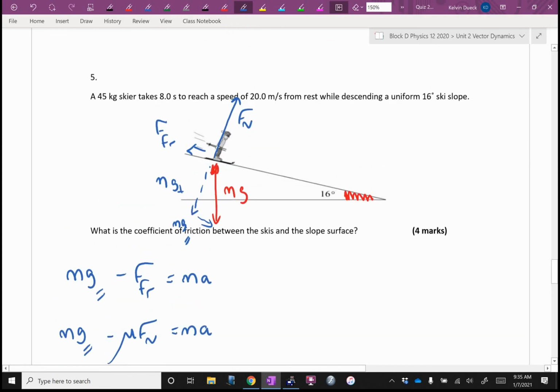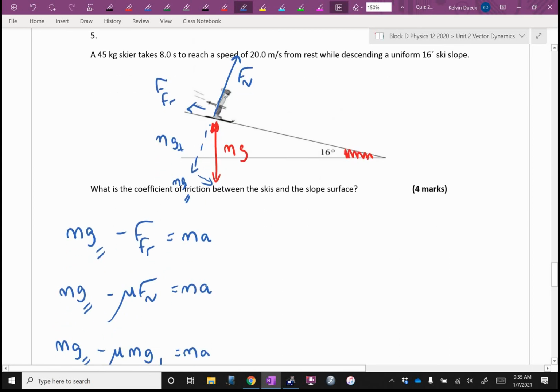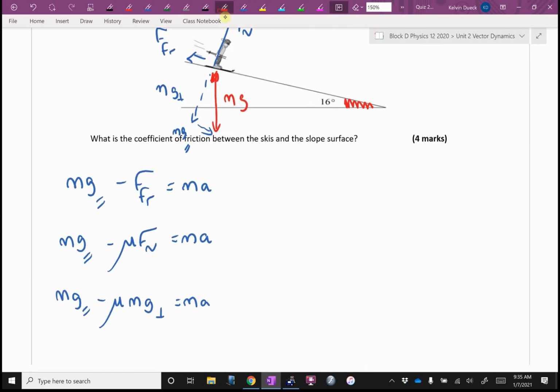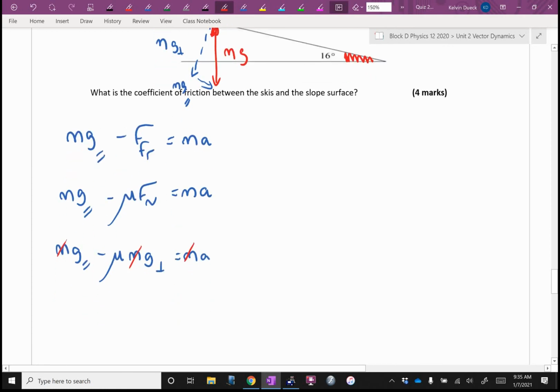Did I tell you the mass of the skier? Did I need to? Turns out, no. The two lines are sine, equals a. I want to get the mu by itself.